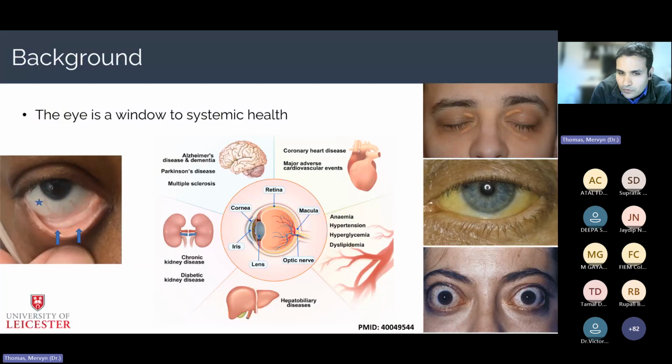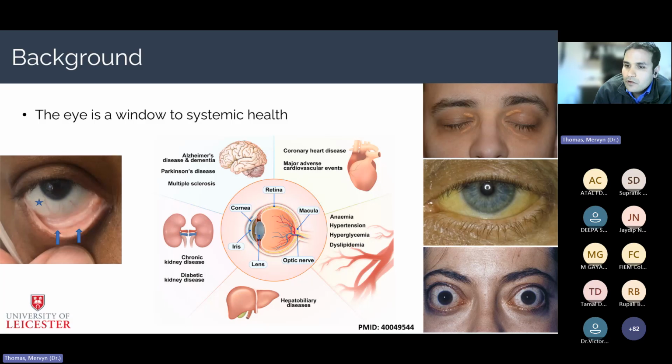lower lid, when it's pulled down, normally should be a little bit redder, but this looks a bit pale, which can be a sign of anemia, which means low hemoglobin. I provided a reference with the PubMed ID. This gives you a nice comprehensive overview of some of these links between the eye and systemic health.